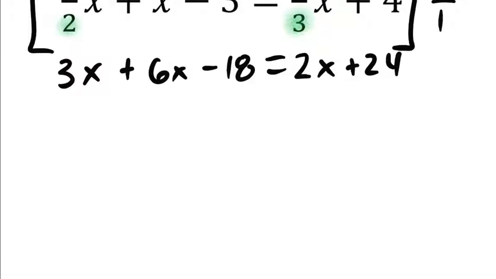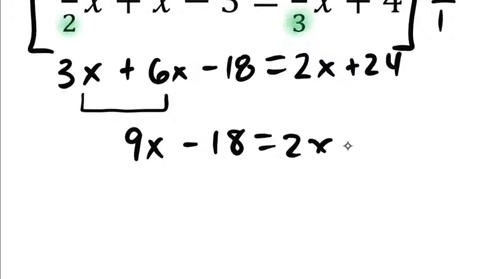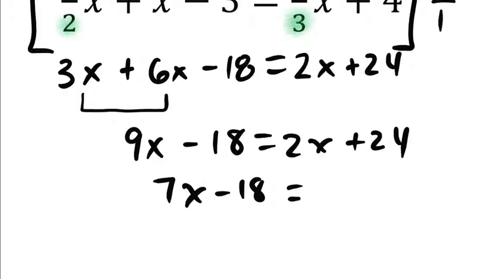I can combine some like terms, right? These are like terms. If I combine them, it's 9x minus 18 equals 2x plus 24. If I take away 2x from each side, this becomes 7x minus 18 equals the number 24. And if on each side of this equation I add 18, over here on this side when I add 18 it just leaves me with the 7x. And over here on this side when I add the 18 I'm going to get the number 42.